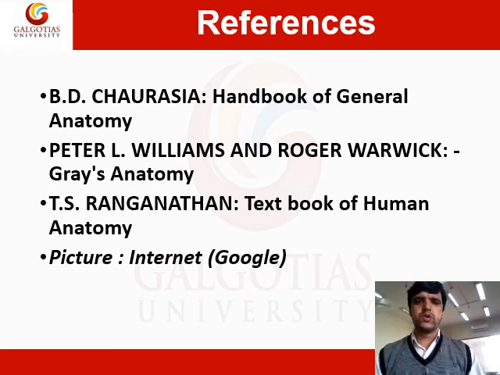At last, we are going to talk about the references from where the contents have been taken. We have taken the contents from the Handbook of General Anatomy, written by B.D. Chaurasia, some contents from Gray's Anatomy, written by Peter L. Williams and Roger Warwick, and some contents from the Textbook of Human Anatomy, written by T.S. Ranganathan. The pictures have been taken from the internet, from Google searches.